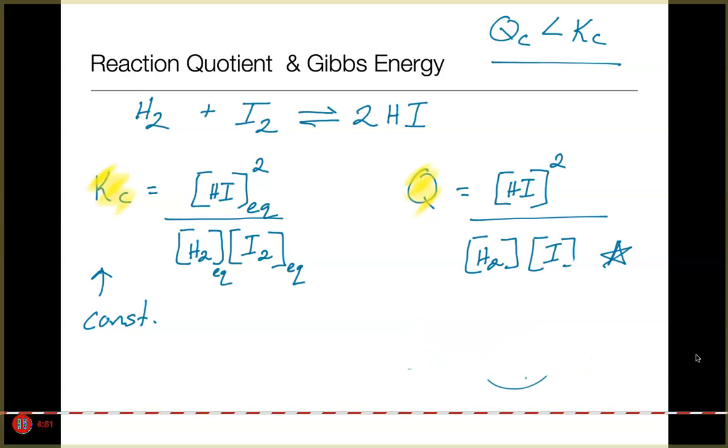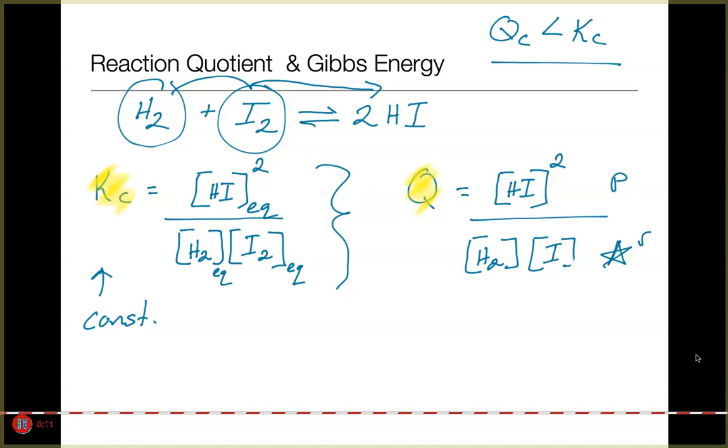So what does that tell me? Well, if my denominator is too big, that means my concentration of reactants is too much. And so to approach equilibrium, I'm going to take those reactants and run the reaction forward to create more products. Eventually, the concentrations of products and reactants will be at their equilibrium concentrations, and at that point, we'll be under those conditions where K equals Q.